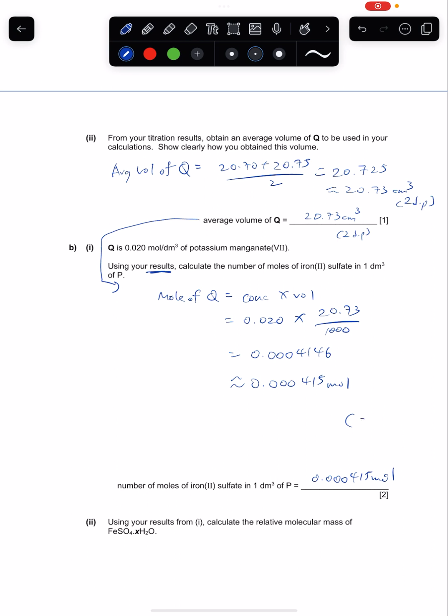3SF. Oh no, my bad. So you need to read the question properly. What are they asking for? They are asking for P. So we are not there yet, but it is a step. So you have the mole, you have a ratio. So let's do the ratio. Let's look up and see.